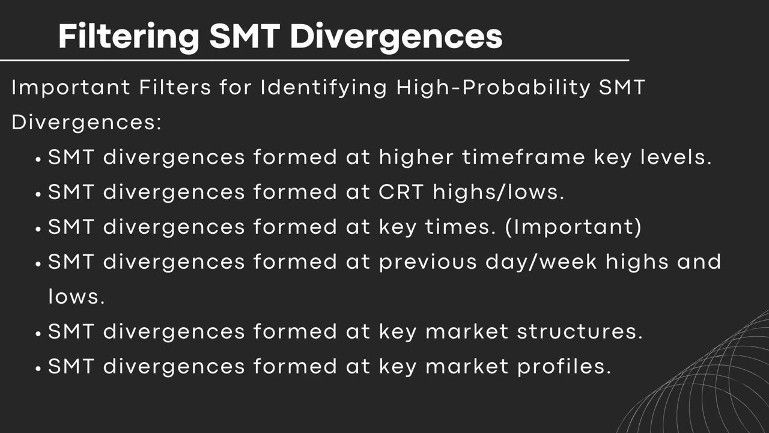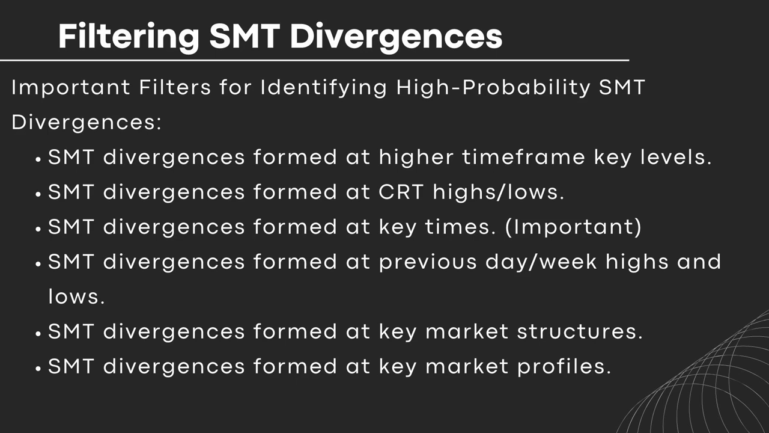The next important filter is SMT formed at CRT highs and lows. Now we know that CRTs are ranges, right? And the extremes of each CRT, the high and low, are high probability areas for SMT to be found. They're basically high probability swing points, right? So CRT highs and lows are key areas for SMT to be found. It's actually one of the main factors that confirms the CRT and leads me to select a high probability CRT. If a CRT has an SMT with a correlated asset, then that CRT is going to be a high probability CRT for me, right?